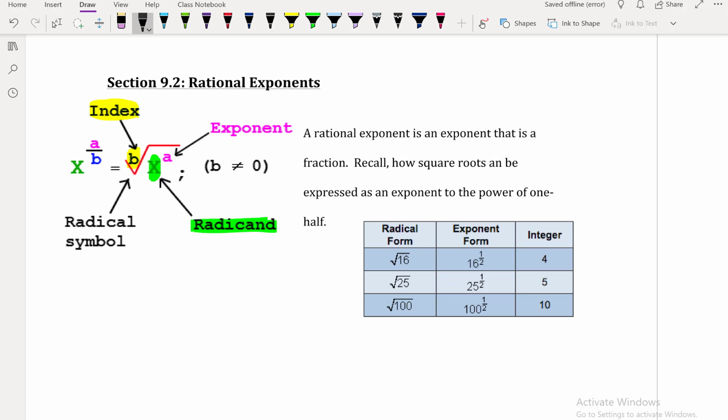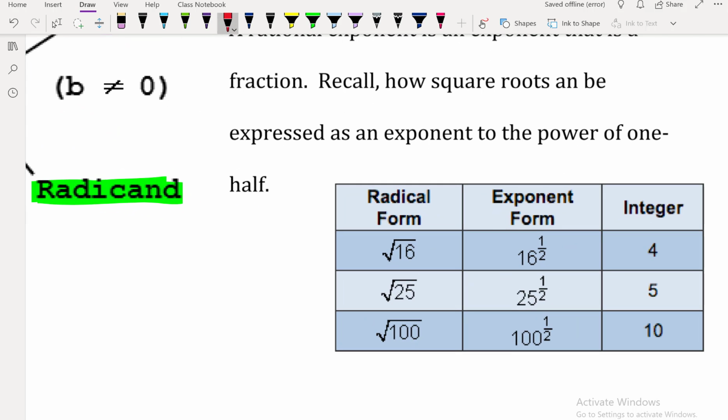Recall how square roots can be expressed as an exponent to the power of 1/2. So the square root of 16, remember that index, even though you don't see it, it defaults to be a 2. So the way you write it, it's always going to be 1 over that index. So the square root of 16 is really 16 to the 1/2. The square root of 25 is really 25 to the 1/2. The square root of 100 is really 100 to the 1/2. It's always 1 over the index. So here that 2 represents the index because it was the square root.